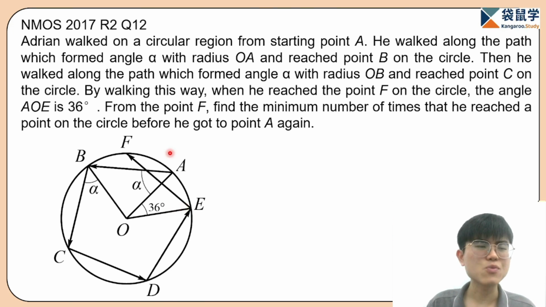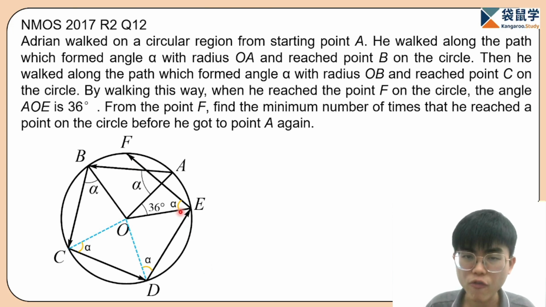So everyone, in this case, we say that by walking this way, what does it mean? You can see that when Adrian reached the point C here, we can also try to connect the line from O to C, which is also a radius. Then this angle over here will also be alpha. Same goes to when Adrian moved from D to E. We can also connect the line, which is the radius OD, so this part will also be the angle alpha. Same goes to this part when you go to point F, it will also be alpha, everyone.